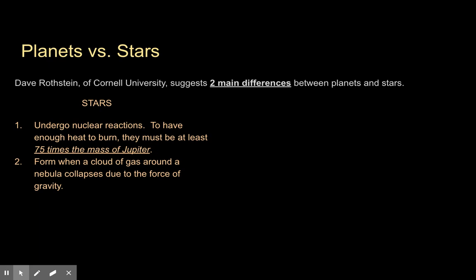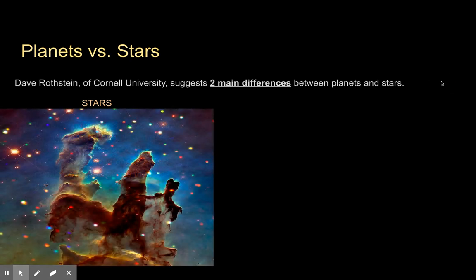The second way that a star is different than a planet is a star forms when a cloud of gas around what we call a nebula collapses due to the force of gravity. So the next question you may have, Mr. Martello, well, what's a nebula? Well, a nebula is basically a giant cloud of dust and gas in space. Some of these nebulas form from supernovas. They're a result of a dead star. Others are just regions where new stars are forming.